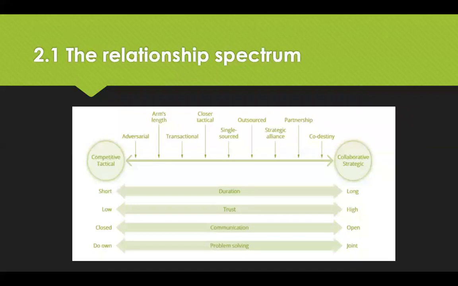Now, procurement will need to build a spectrum of relationships with their suppliers depending on the risk, spend, and duration involved. An appropriate relationship will then be established based on the risks and spend. These may include adversarial arm's length, transactional, closer tactical, single sourcing, outsourcing, strategic alliances, partnerships, or co-destiny, which is what you can see on the screen.